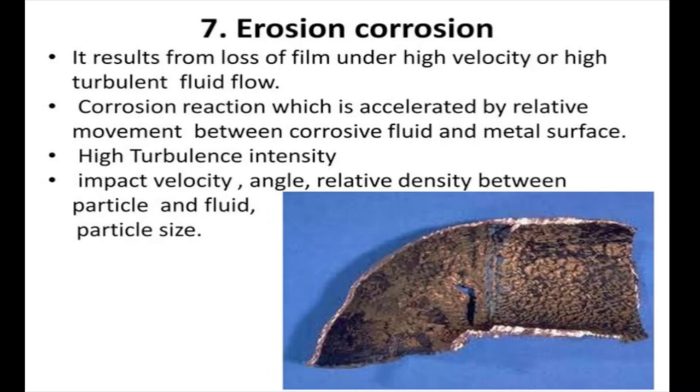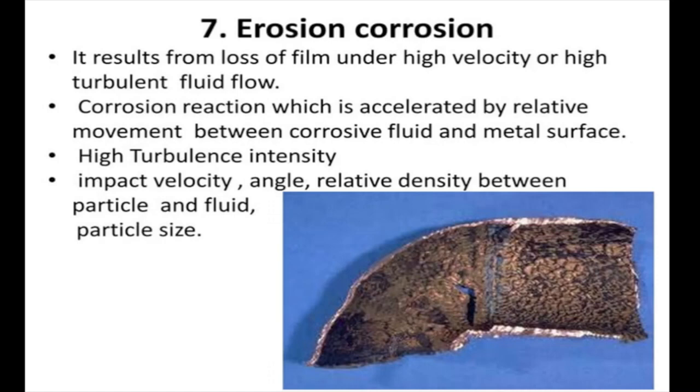High turbulent fluid flow is a common phenomenon within a pipeline or any closed channel, as all of us know. Now, the corrosion reaction is accelerated by relative movement between the corrosive fluid and the metal surface. Corrosive fluid doesn't mean that it has to be always acidic or highly basic in nature. The corrosive fluid may be saline in nature, or contain dissolved salt in the aqueous medium, or any other type of liquid containing some other reactive medium.